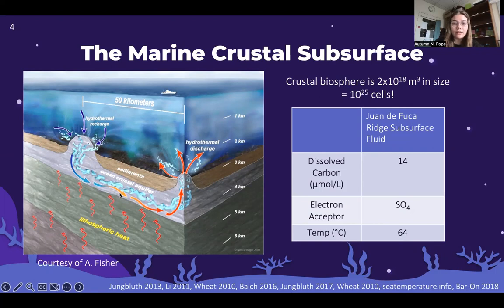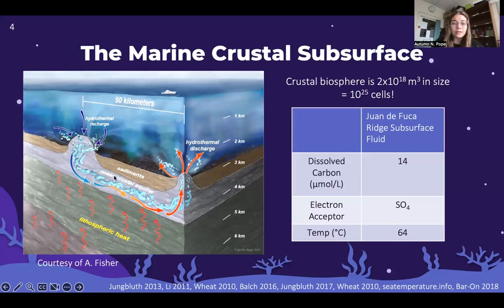So this area, this crustal biosphere, is extremely, extremely hot. There's not a lot of nutrients. As we can see here, the dissolved carbon is very little. There's only 14 micromoles per liter. It's around 64 degrees Celsius, which is pretty hot. And this area doesn't have a lot of nutrients. This is its electron acceptor. So an important thing to know about the crustal biosphere is that there are 1 × 10⁴ cells per mil, which doesn't seem like a lot, but when you add all of the water in these aquifers, that comes to a lot of cells.